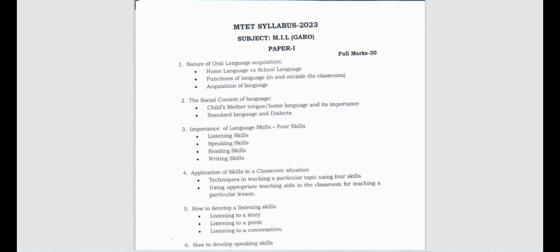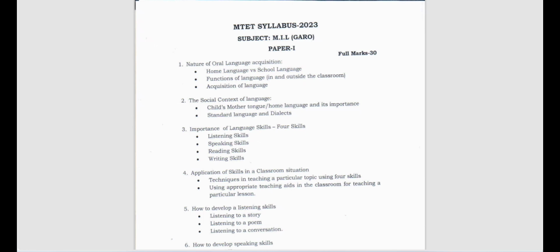See, one thing you have to remember is that the syllabus is the same. Here I am fortunate that the Garo is written in English, so I can explain it to you. Whatever is written in Garo will be the same in Assamese, Bengali, Khasi, and Nepali. So the same content will be there. Number 1 is given as nature of oral language acquisition. The same thing will be written in Khasi, but in the Khasi language, and in Bengali, but in the Bengali language. This is an optional paper. Suppose you choose Garo, then Garo will have full marks of 30. There will be 30 questions for 30 marks.